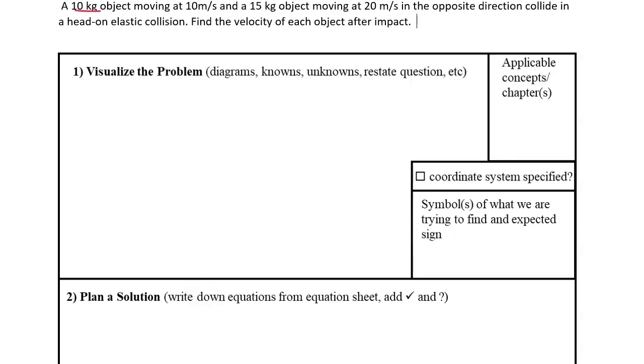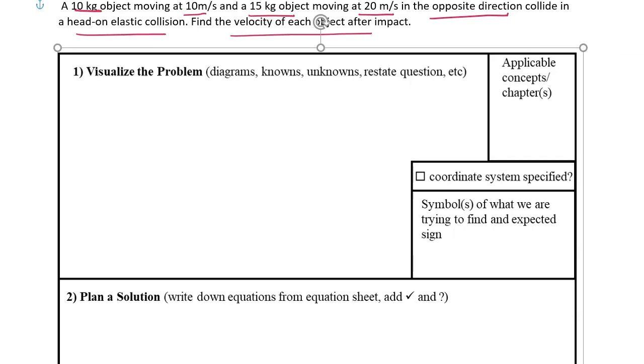In this problem, a 10 kilogram object moving at 10 meters per second and a 15 kilogram object moving at 20 meters per second in the opposite direction collide in a head-on elastic collision, and we are asked to find the velocity of each object after the impact.